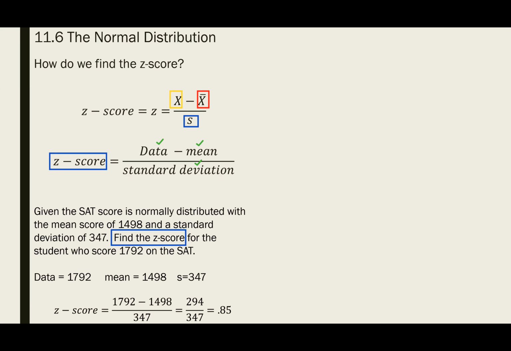Do you agree that all we need to do is plug in the formula? If we plug in the formula, the z-score here is 0.85. We can see that 0.85 is positive, and if it's positive, this student is above the mean. You can clearly see that the average is only 1498, and this student scored 1792, which is higher than the average. And if it's above, this will give me a positive.